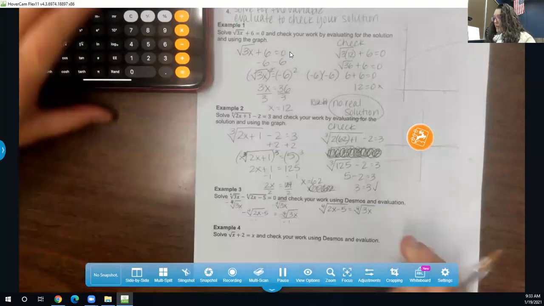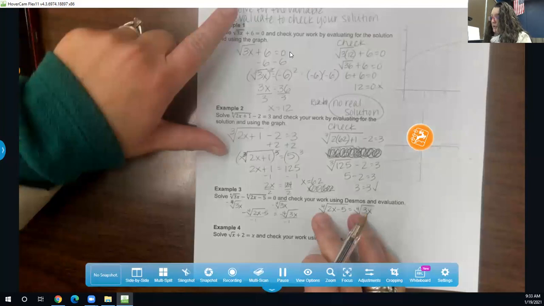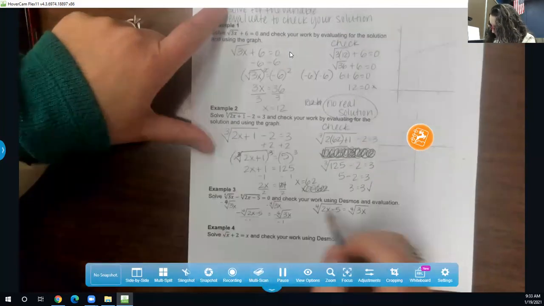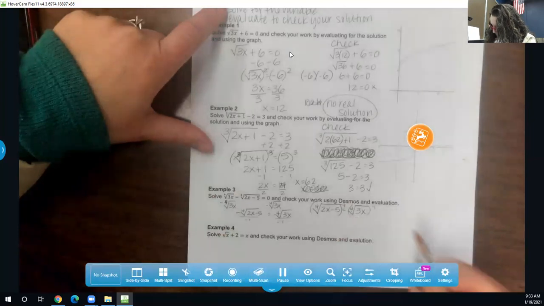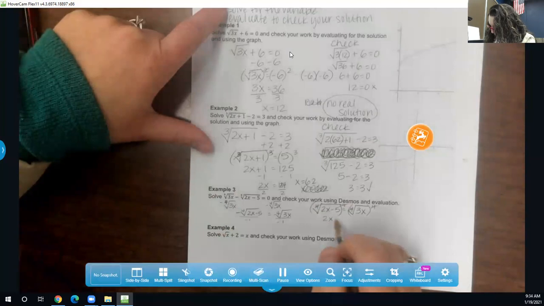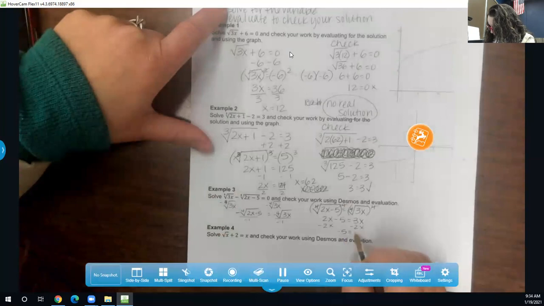That's nice. I have the same root on both sides, so I'm going to eliminate the radical, step 2, by raising everything to the 4th power. That just gives me a regular equation. So I have 2x minus 5 equals 3x. Subtract our 2x on both sides. -5 equals x. And that works.